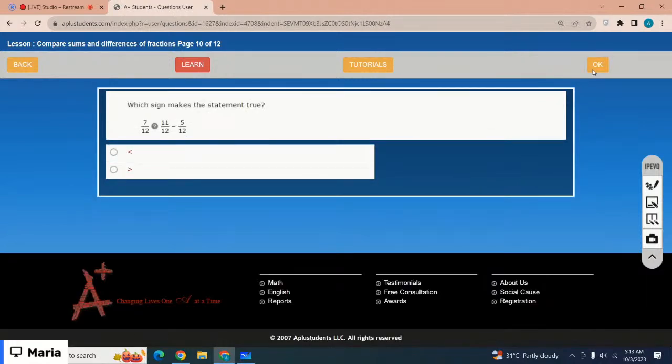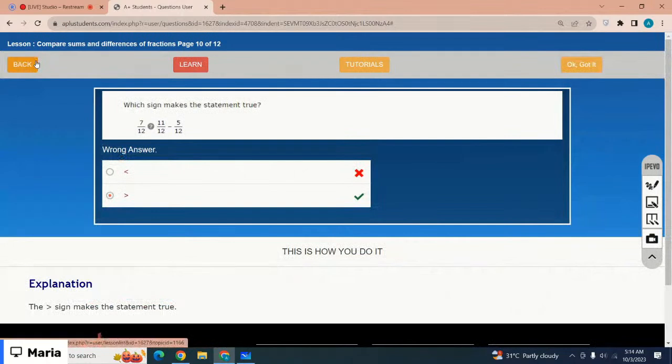Okay, the next one is 7 over 12. We have to compare it to 11 by 12 minus 5 by 12. So which is the correct option? 11 minus 5 is 6 by 12. So 7 by 12 is less than 6 by 12, right? Okay, you can complete the lesson by yourself later today. Greater? Yes, 7 over 12 is greater than 6 over 12. Sorry. Okay, you can complete the lesson by yourself later today.